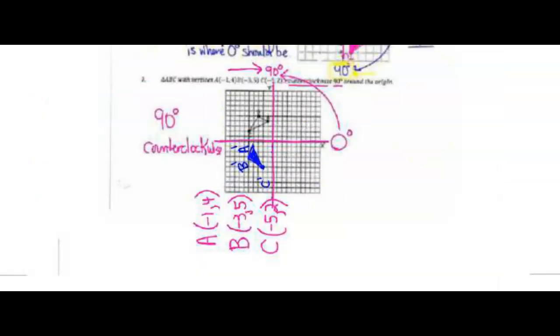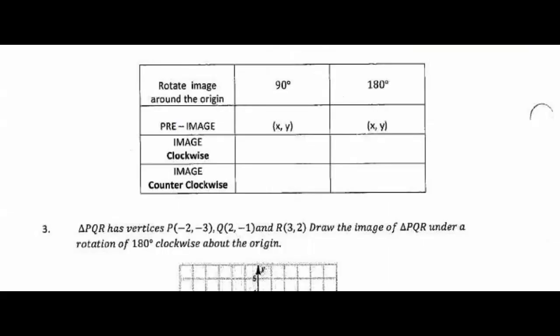And I will turn my paper so you can see it from the front perspective. Okay, so from the front perspective, this is what it should look like. Okay? Let's go to number 3. So go to the back. Number 3. We're going to skip the chart up there. I'll explain that to you when I come back.